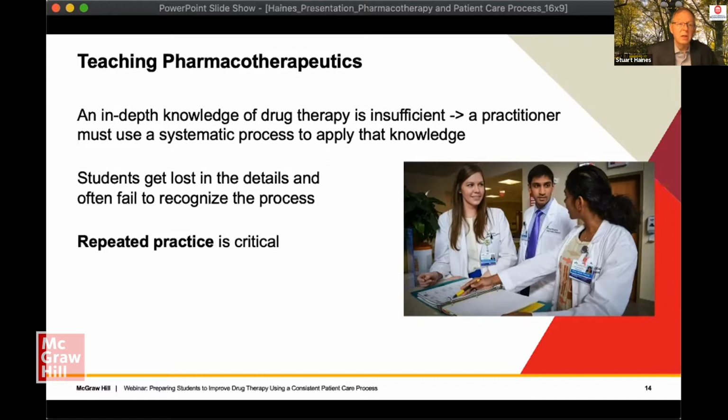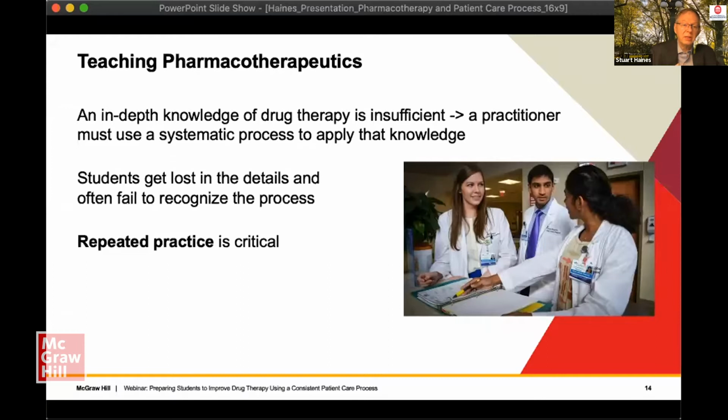And that's why teaching a consistent process of care, a consistent way of thinking about the care of patients and how we use the data and our knowledge to advance patient care, to make good decisions, and to implement it in practice is really critical. One of the things that I find with my students, and I'm sure this is true with your students, is students get lost in the details of the drugs. They often get lost in the details of the drugs. And it is important that they develop an extensive drug knowledge. There's no question about that.